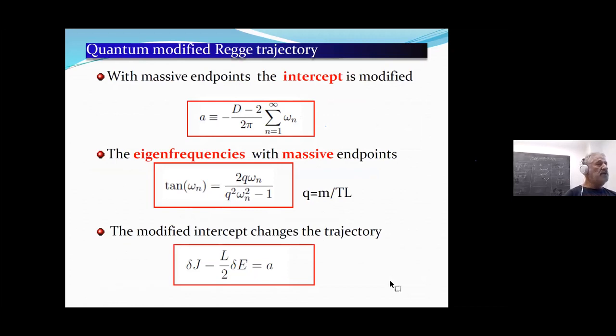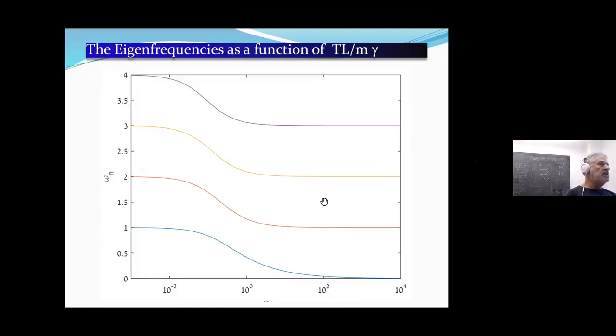Now, for massive endpoints, the eigenfrequencies are not n anymore. They are solutions of this transcendental equation where Q is m, the mass of the endpoint, over TL. This is assuming that the masses are the same. And the eigenfrequencies look in the following way as a function of TL over m. So that will be very massive endpoints, and this will be massless. So we see that we go from one value, for instance here for the massless case, simply the values n, and they climb up for the very massive one to n plus 1.